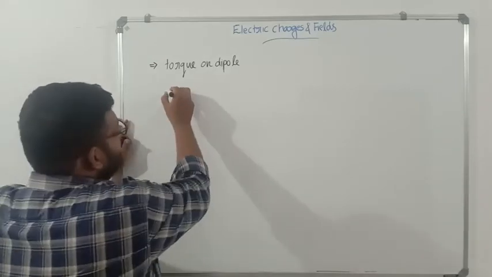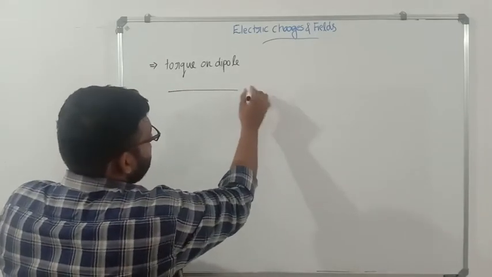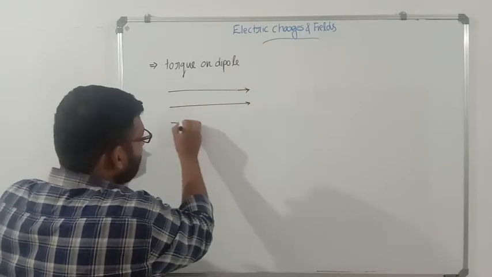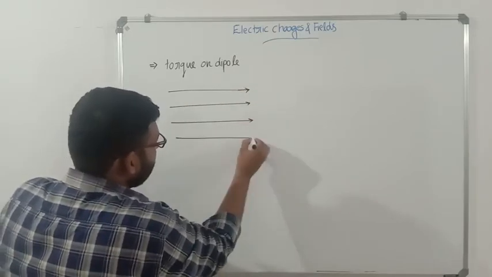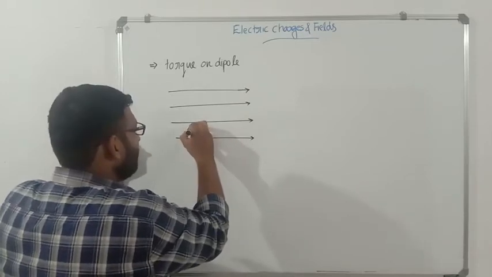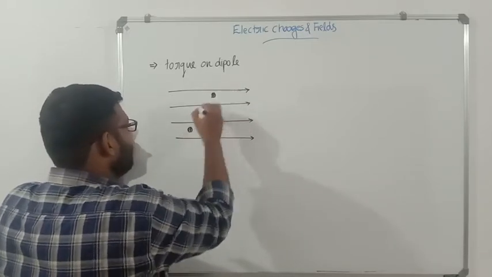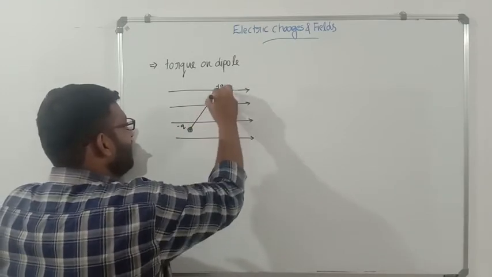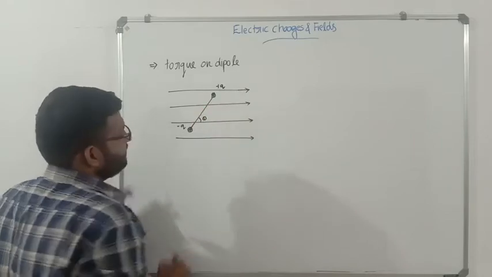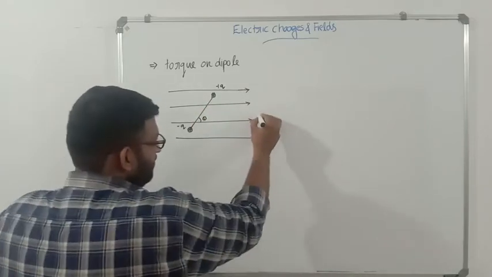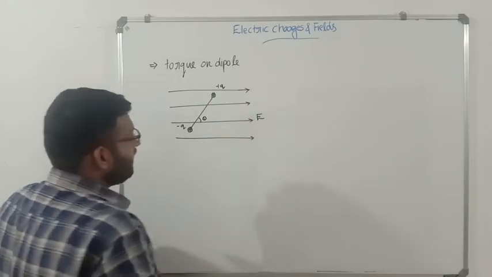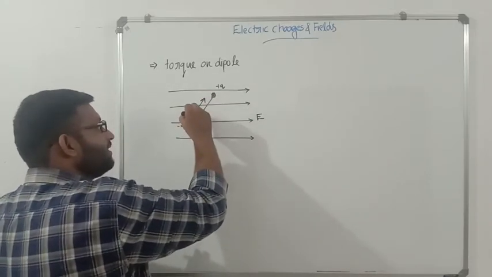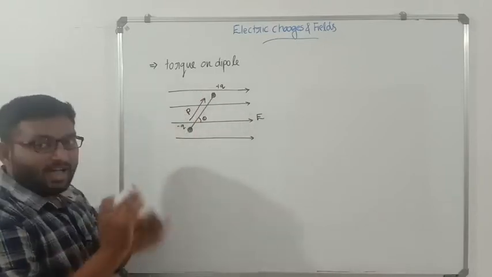Okay, suppose we are having a uniform electric field, and we already know the significance of uniform electric field. In a uniform electric field, the field lines are parallel. So when I keep a dipole with a certain angle with respect to the uniform field, like this, maybe the length of the dipole is making an angle theta. So intensity of electric field is E, as well as the dipole moment vector, it is making an angle theta with respect to the applied field.